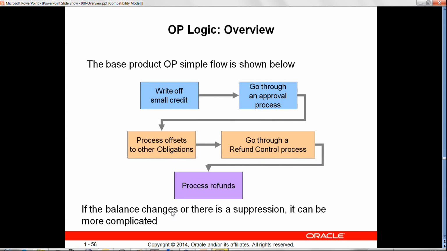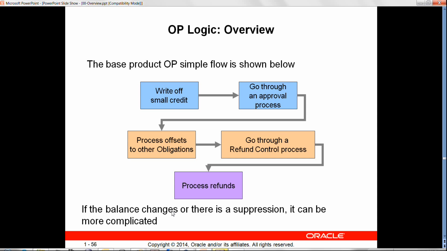What actually happens is that if the amounts for the overpayment process are small, then that credit might be written off. Then if the amounts are above a certain amount, 100 in our case, then there's an approval. There's also a concept of offsetting to other obligations, and we'll see that in another example. Let's say one obligation is still in debt, whereas another one is in credit. That credit can be moved to the other obligation.